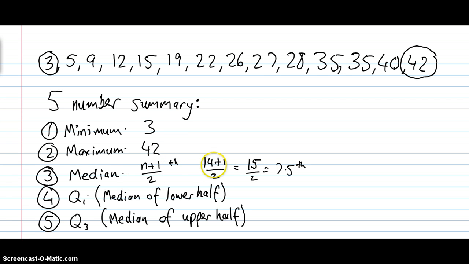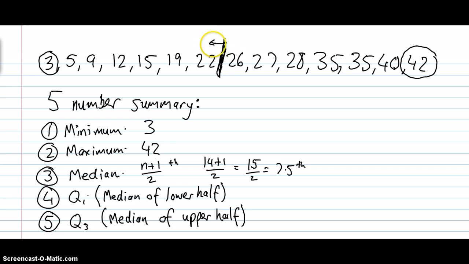Okay, there's 14 numbers in this list. So when we work that out, we find that the median is the 7.5th value in the list. So 1, 2, 3, 4, 5, 6, 7. And halfway between the 7th and 8th is 7.5. So right here is where the median value is found, in between 22 and 26. The first thing to note is that since our median value falls between these two numbers, we've got a nice neat split in our data.